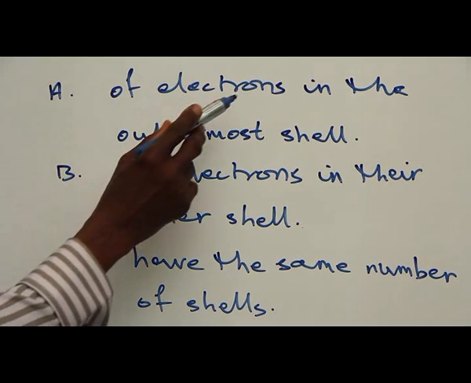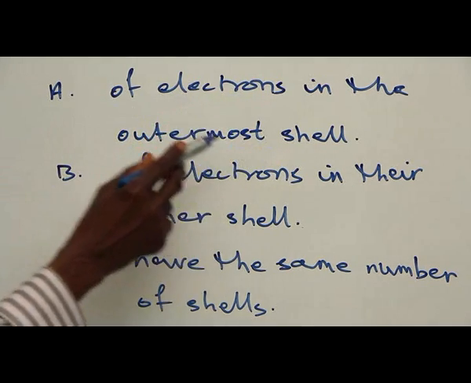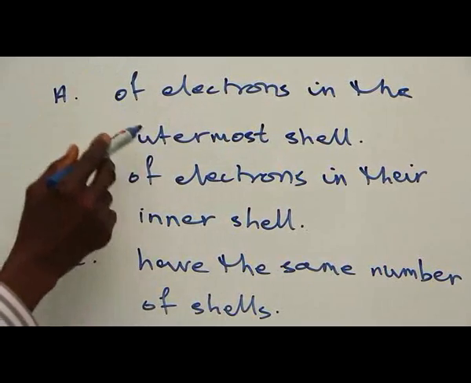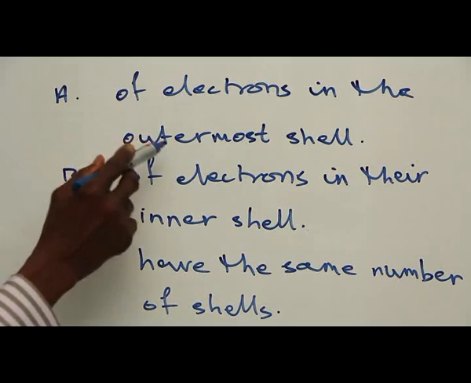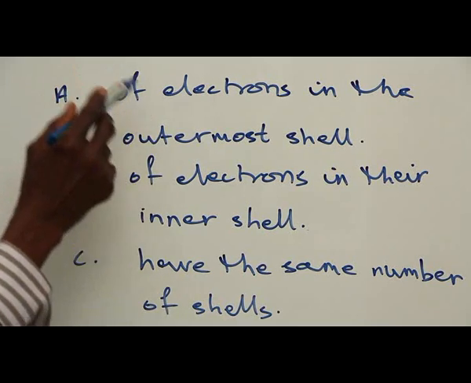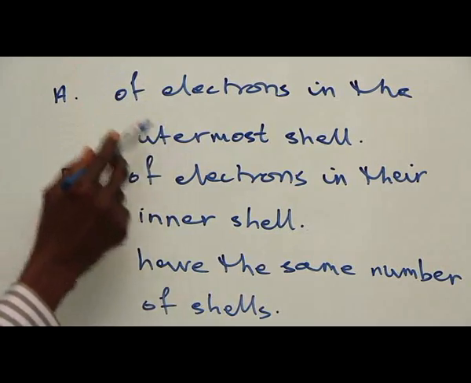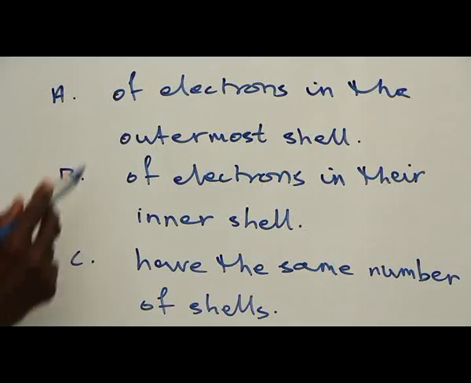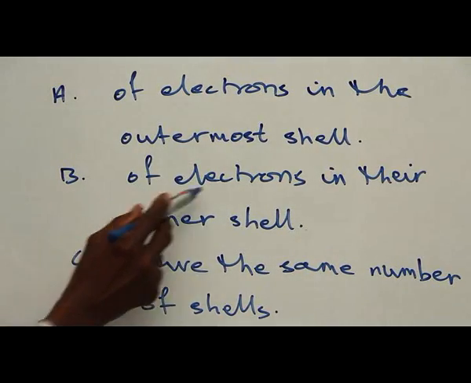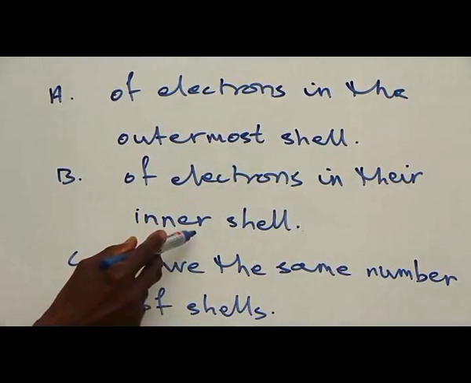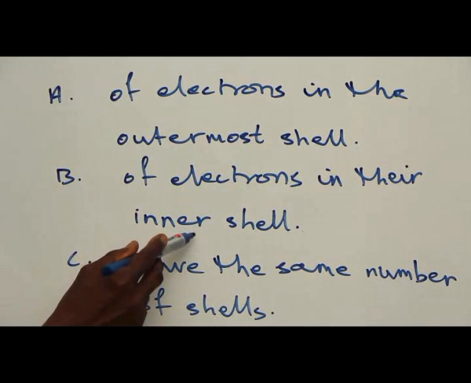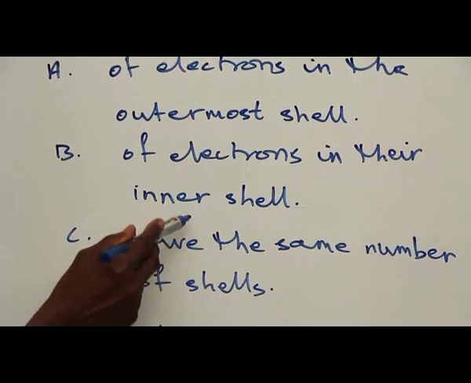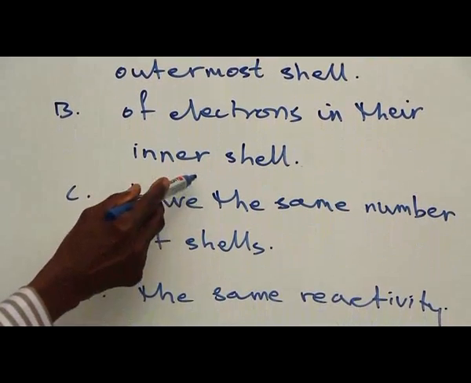A, of electrons in the outermost shell. That is true. All elements in a group have the same number of electrons in the outermost shell. That is why members of group 1 have 1 electron in the outermost shell, group 2 have 2 electrons in the outermost shell, group 3 have 3 electrons in the outermost shell, and so on. B, the same number of electrons in their inner shell. No, the inner shell differs. For example, some inner shells may have a duplet of electrons, while others may have an octet of electrons.